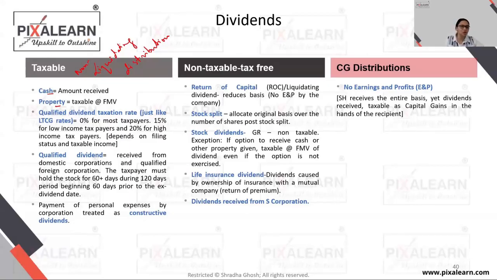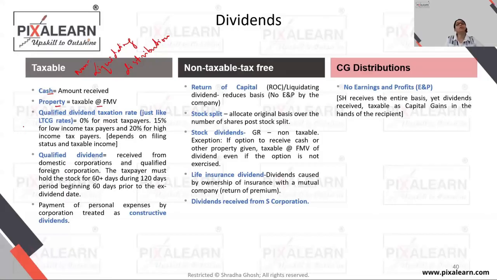So if I give you cash, you pay tax on it as dividend because I have already paid tax on profits. It's double taxation. So you also now pay tax. If I give you a property, I'm going to call it a property received on fair market value, on the date of receipt, at fair market value.